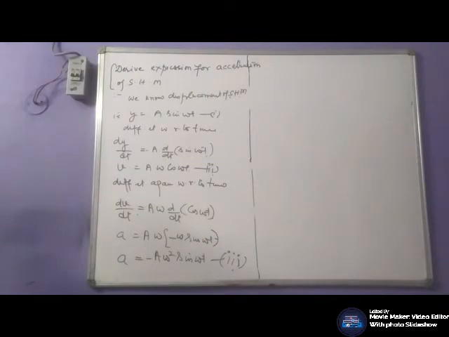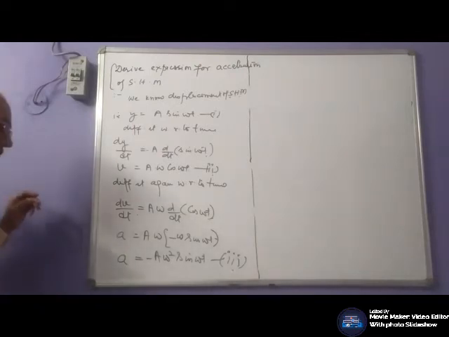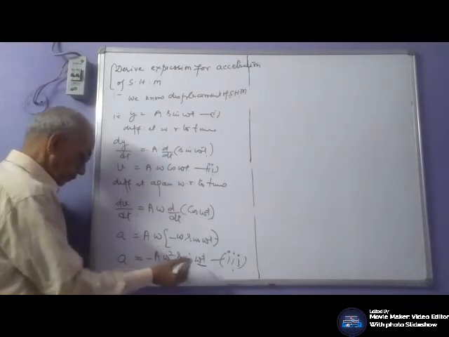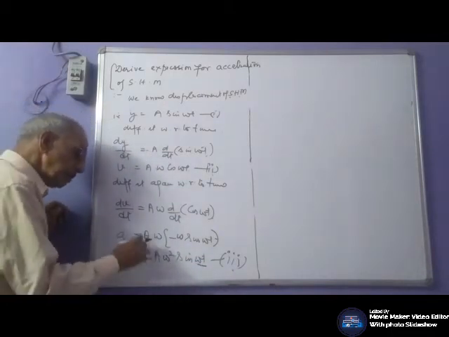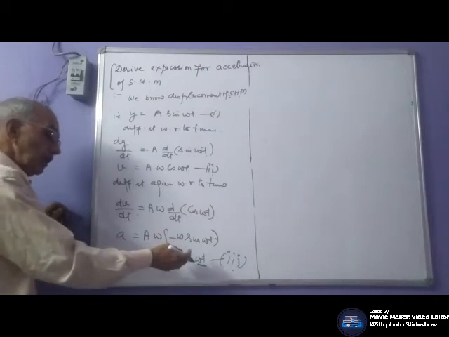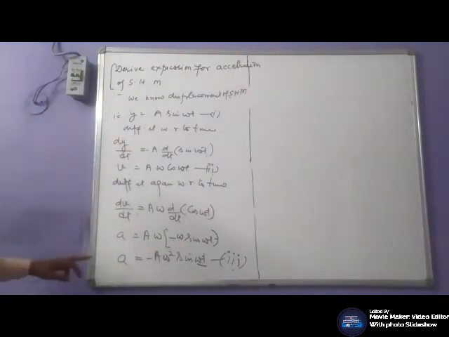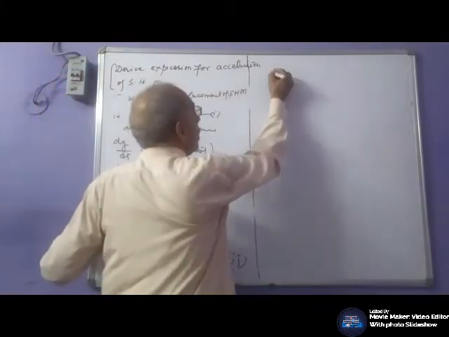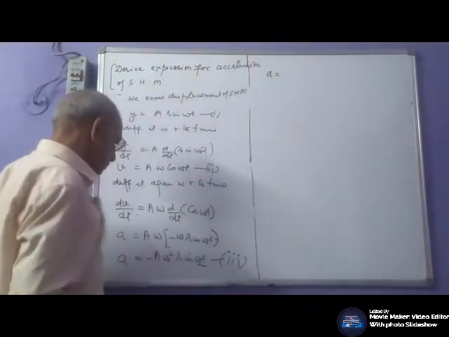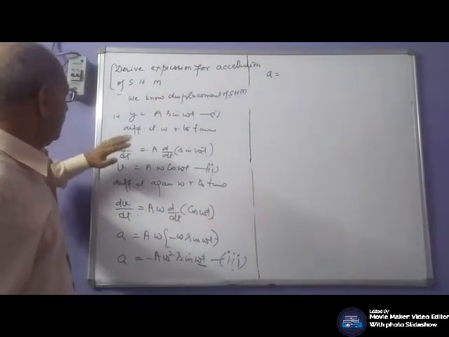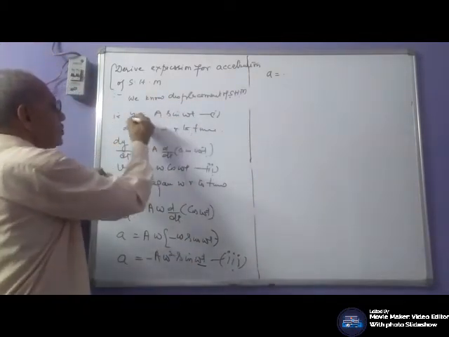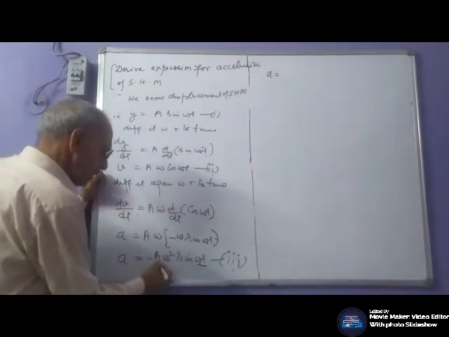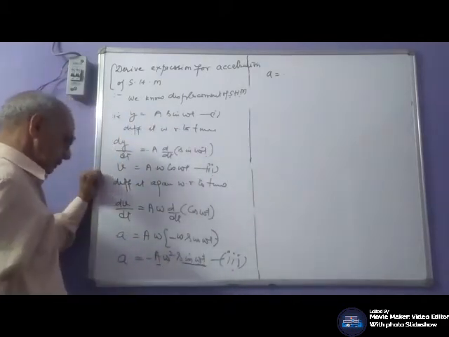This is the acceleration of S.H.M, the expression for acceleration. This is not the phase of acceleration. Here it should be plus, then there will be the phase. Or a equals minus omega square times A sin omega t, and A sin omega t is y.